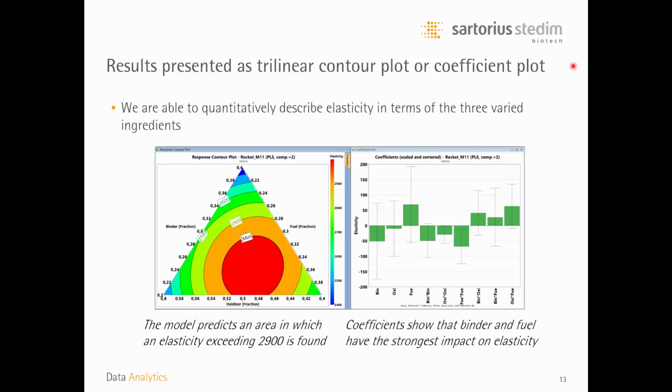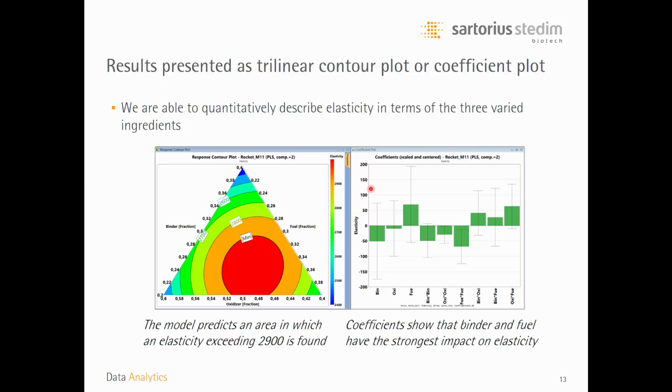When we are analyzing data in a mixture design, we follow exactly the same workflow as when we are analyzing experiments arising from work with only process factors. So we will use the analysis wizard in the MODDE software in exactly the same way as for any other type of DOE investigation. The only little difference is that when we are evaluating the results in terms of contour plots, we will have in the mixture case a so-called trilinear contour plot. We can see here that the model predicts an area in which an elasticity exceeding 2,900 is found.